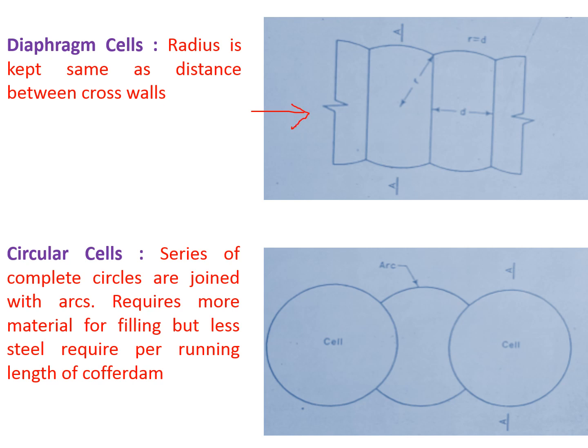The shape is not circular, but it is a diaphragm cell, and this radius is kept the same as the distance between the cross walls; whatever the distance between the cross walls, that is its radius. Then this is simple circular cells. A series of completed circles are joined together with an arc. Between the two cells this kind of arcs are provided. It requires more material for filling but less steel per running length of the cofferdam in these circular cells.